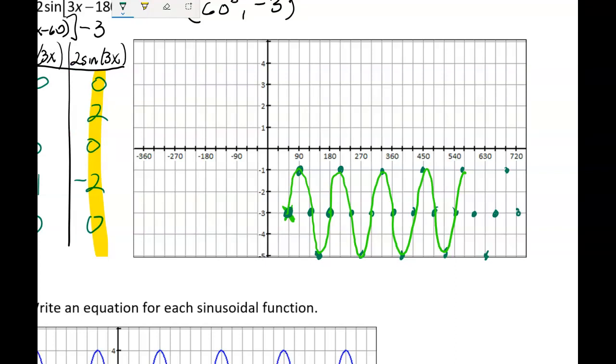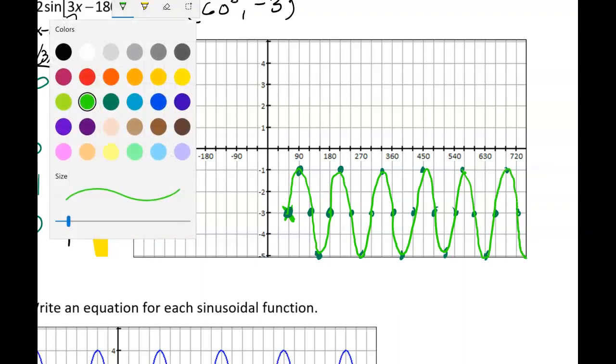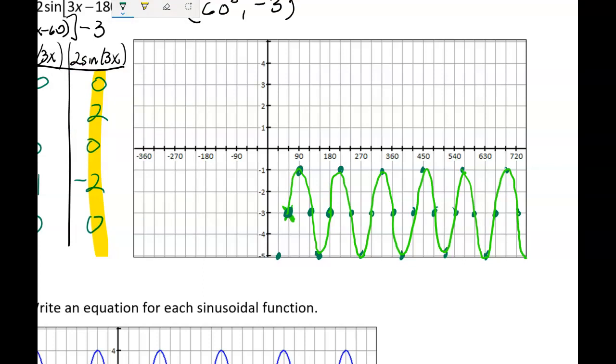This one is a really short cycle, so there are a lot of cycles to graph. There we go. And let's move to the left as well. And then we're going to connect with a nice smooth curve. And I'm doing a lousy job with this. You're going to do a better job with your pencil.